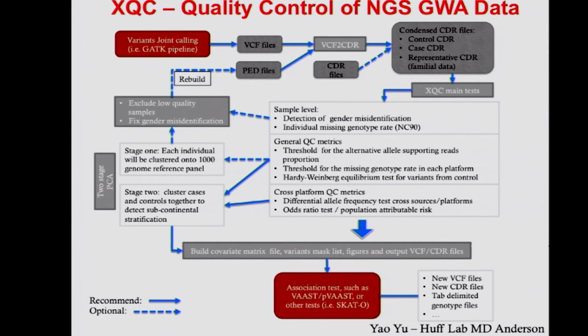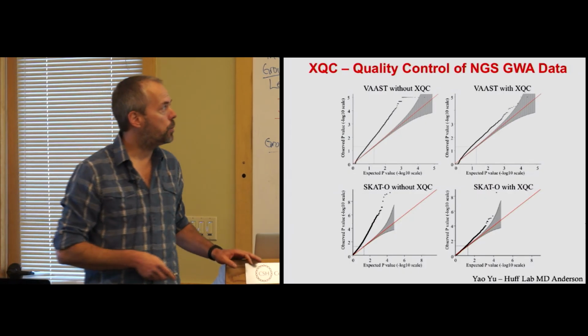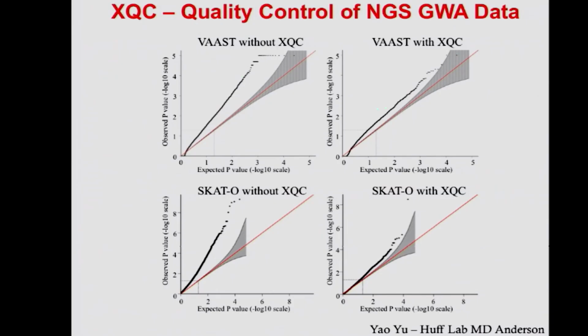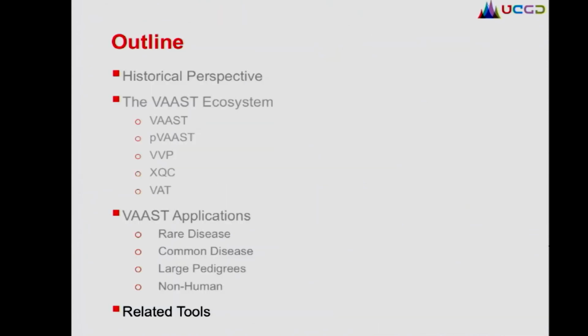And looking at QQ plots on data before, where we had quite a lot of type 1 inflation, and data after, it's still next generation sequencing data, so we can see some consistent inflation of type 1 error rates, but they're much, much better. And just to show that it doesn't only work with VAAST, here is the output with SCADO before XQC analysis and then SCADO afterwards, and you have much better performing p-values.